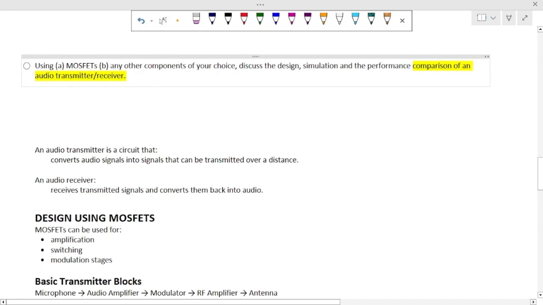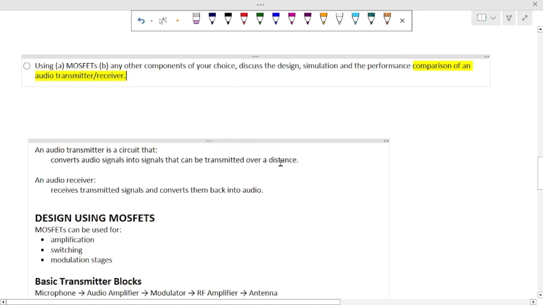Comparison. We'll consider MOSFET, then any other component. How MOSFET is used as a transmitter and as a receiver. That's for MOSFET. How other components are used as transmitter and receiver. So we'll now compare the two components, how they do their transmission and receival of signal.